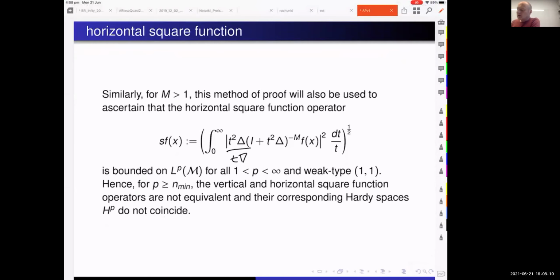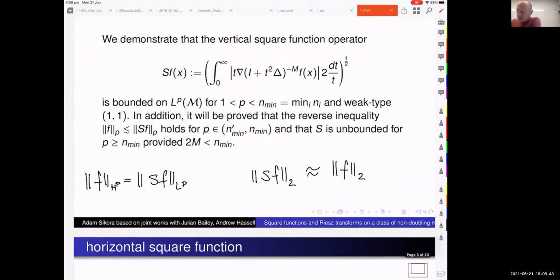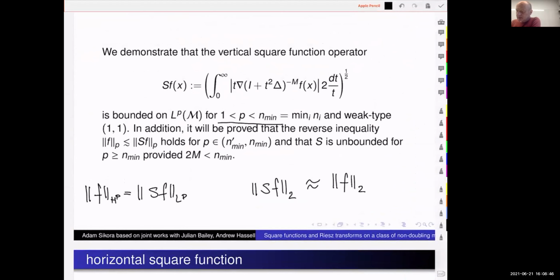So if you are on R^n, then all these definitions of vertical and horizontal square functions are essentially equivalent. So the L^p norms will be equivalent. And here, one of the interesting points, one of the different situations, is that this is not the case. So this horizontal square function is bounded for all L^p spaces, and weak type (1,1), whereas this vertical square function is bounded only in a range. So this is a point of interest here.